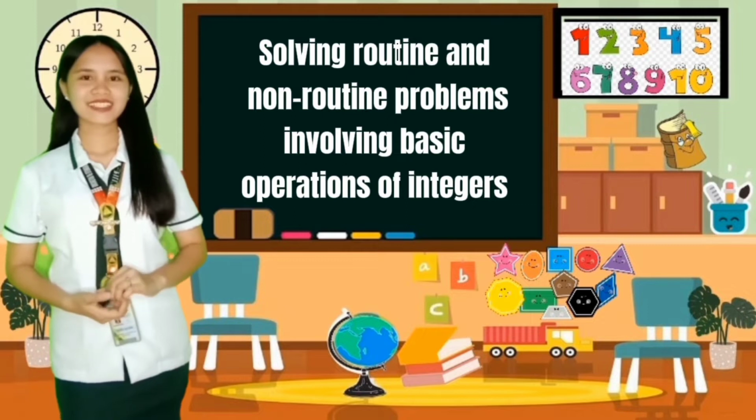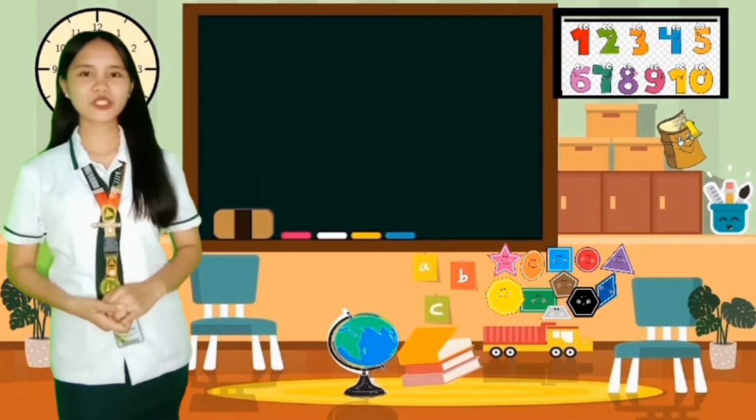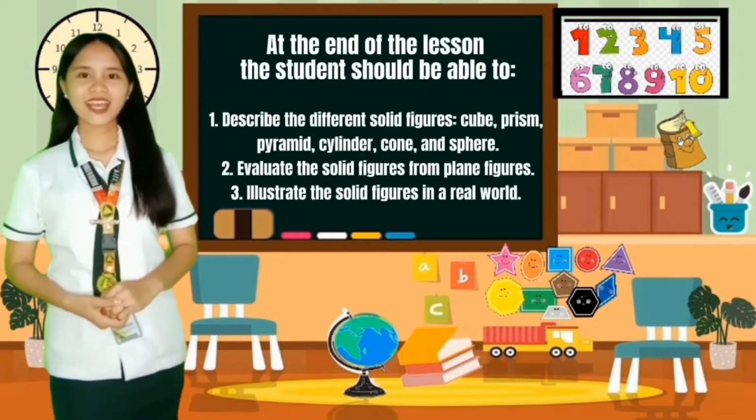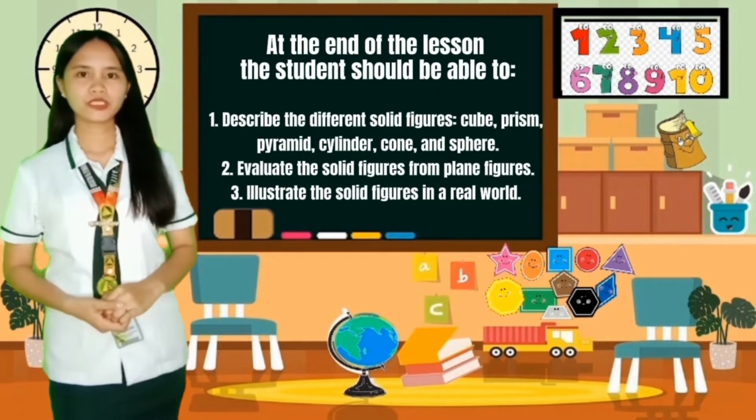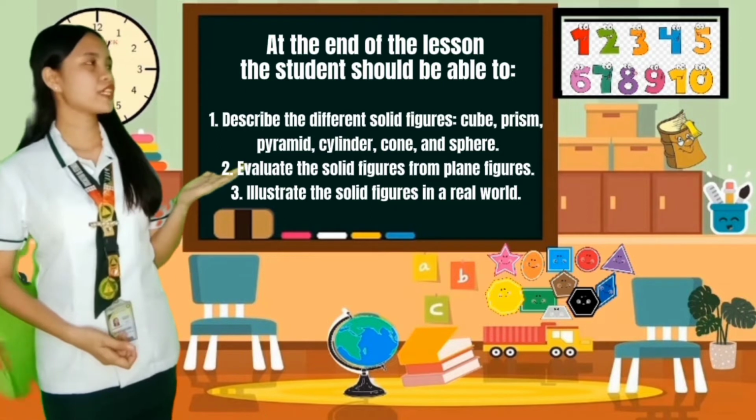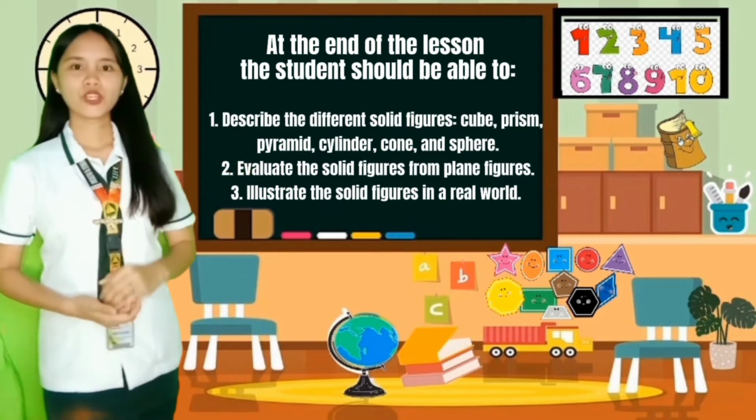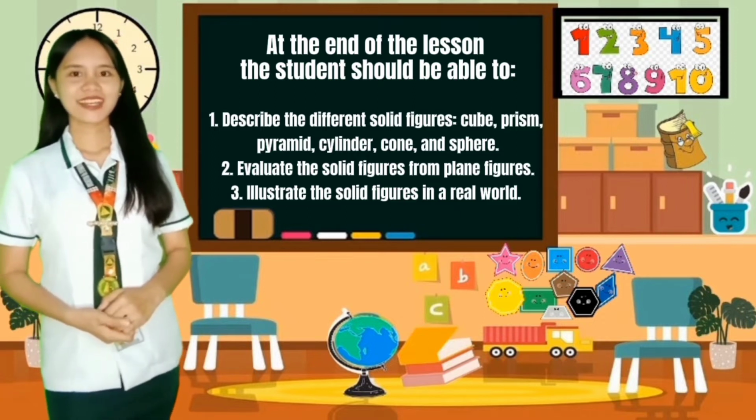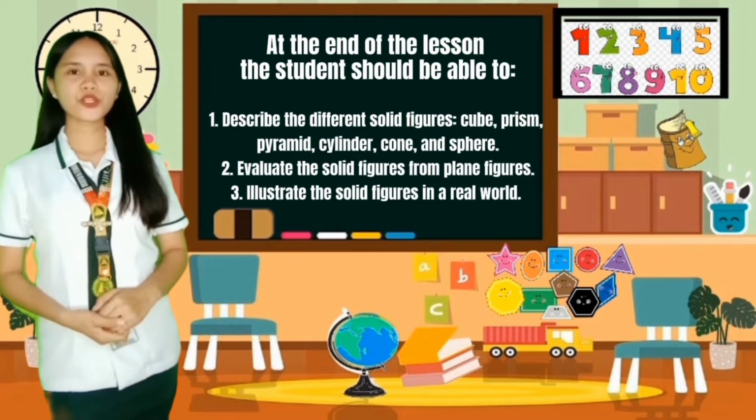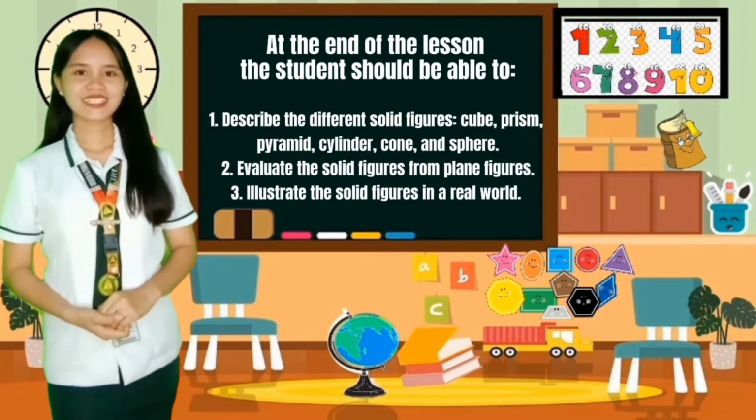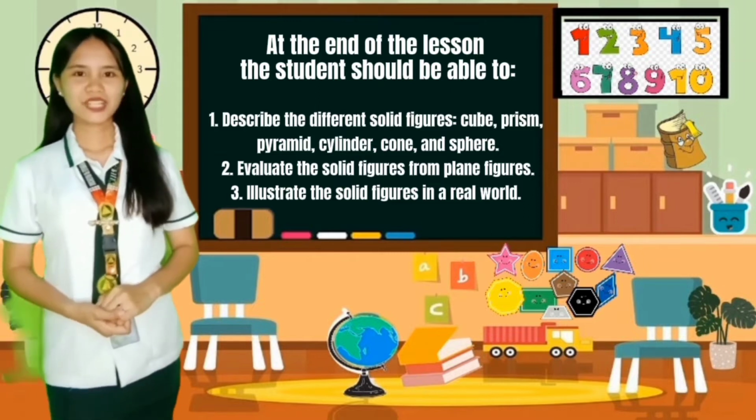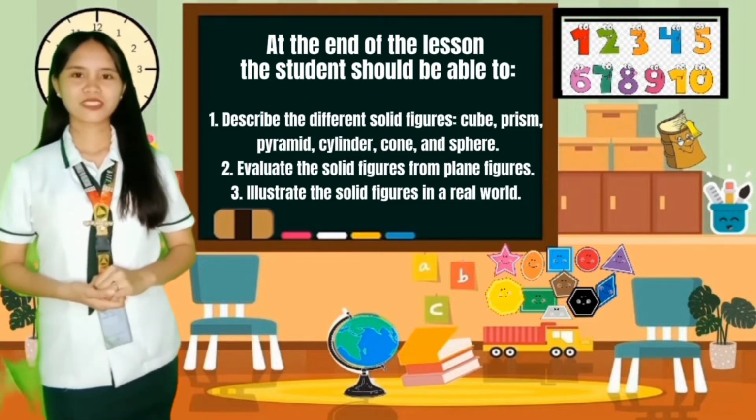Very good, class! So, let me first present to you the lesson objectives that we need to achieve. At the end of the lesson, you will be able to first, describe the different solid figures such as cube, prism, pyramid, cylinder, cone, and sphere. Second, evaluate the solid figures from plane figures. Lastly, illustrate the solid figures in the real world. So together, let's meet those objectives.